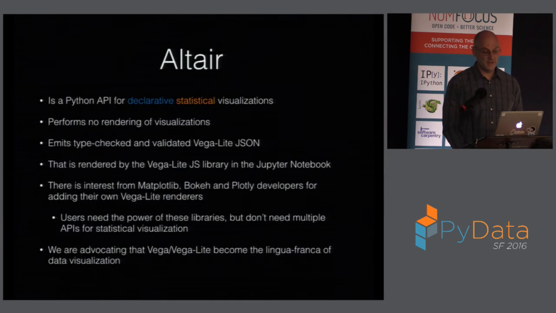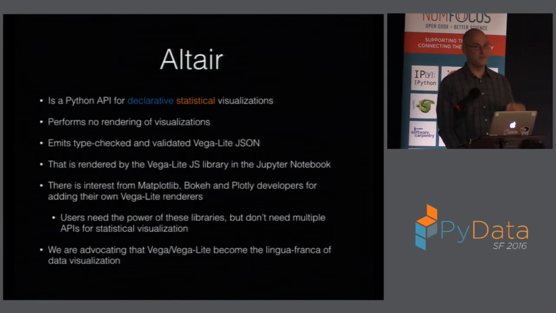What it does is emit type-checked and validated Vega-Lite JSON, which we then hand over to Vega-Lite for compilation into Vega for rendering as D3. So all Altair does is have a Python API that at the end of the day emits this JSON blob that the other JavaScript libraries consume and render.